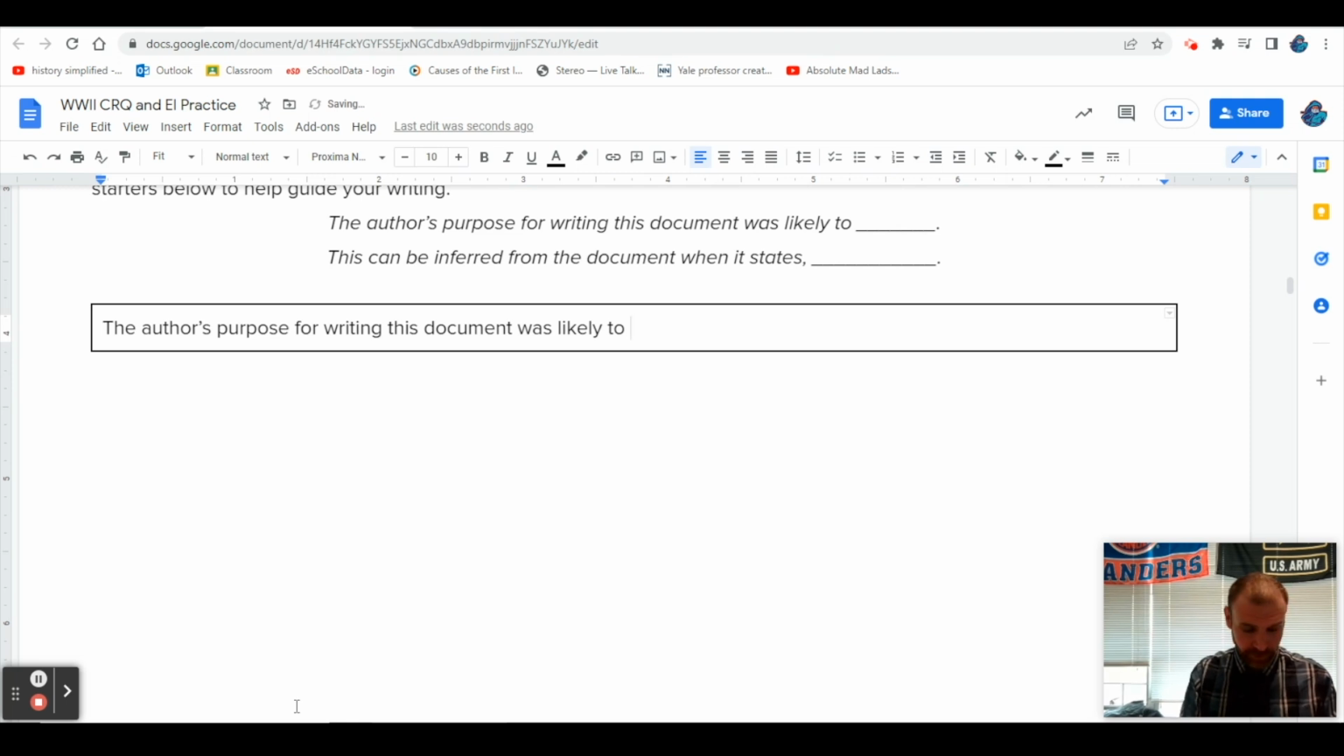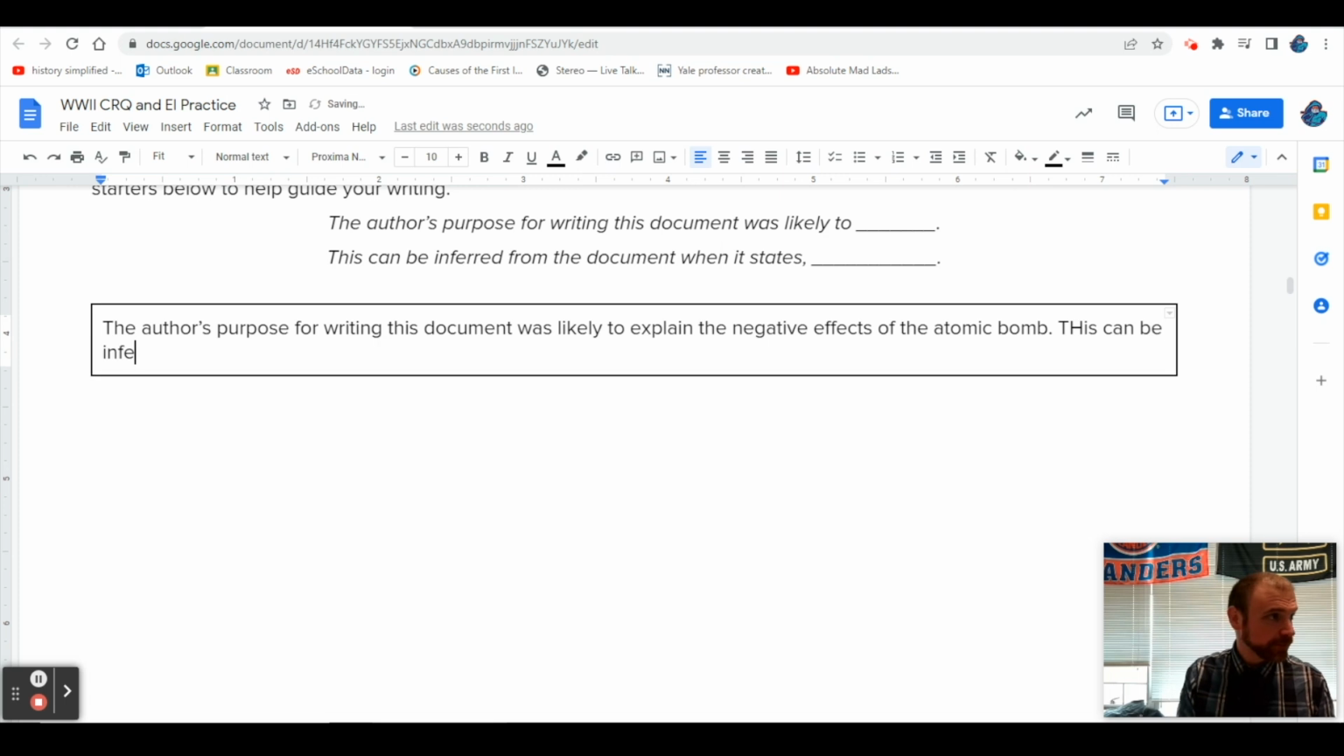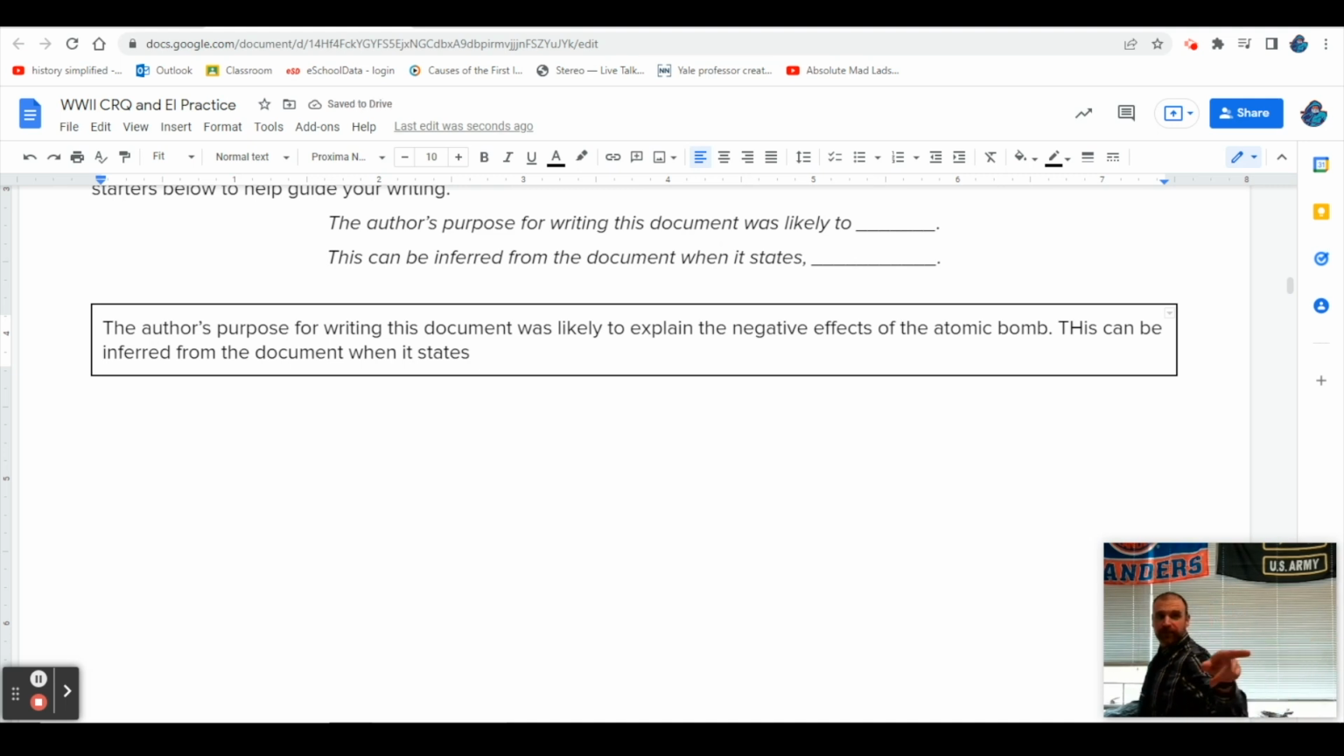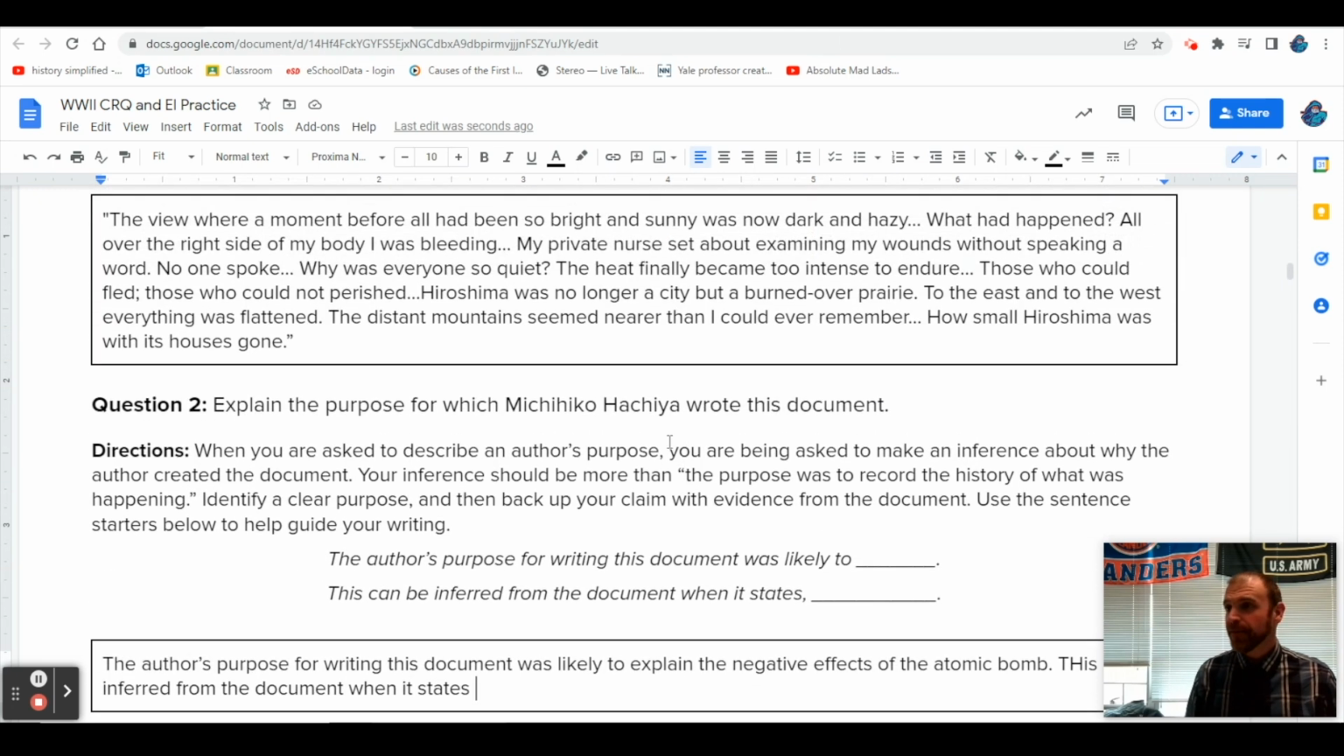Explain the negative effects of the atomic bomb. Are we done? No. What's the lame way we start the next sentence? This can be inferred from a document when it states. So if we're making the claim that the author's purpose here is to show the negative effects, we should give an example of a negative effect.